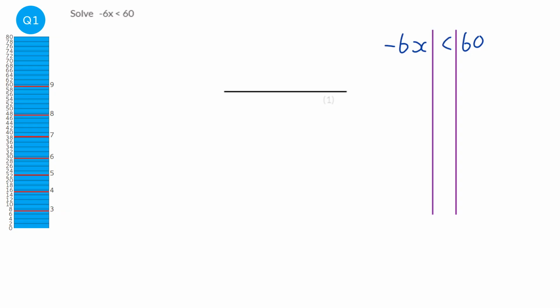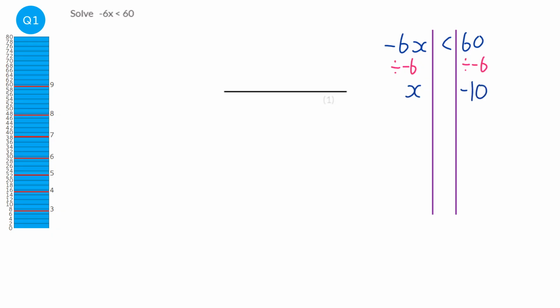And we're going to start by dividing both sides by minus 6, because that's what this is doing, it's timesing the x by minus 6. So I'm going to divide both sides by minus 6. So that gets rid of the minus 6 on the left hand side. And it's going to be 60 divided by minus 6, which will be minus 10.